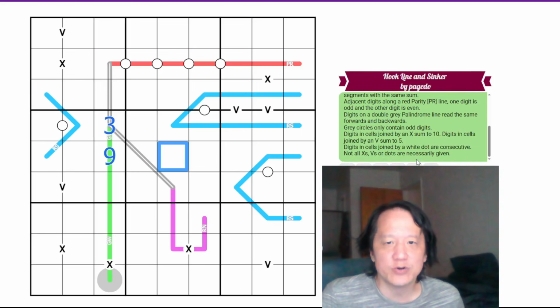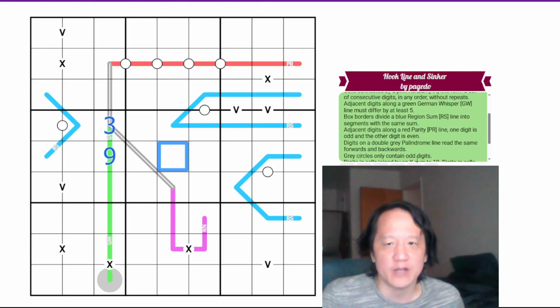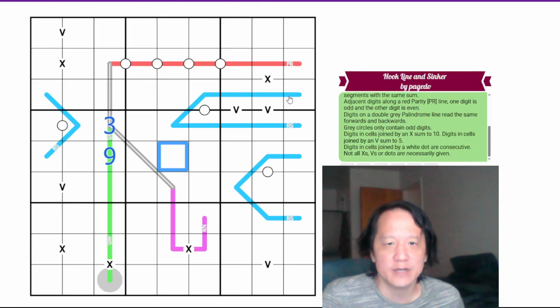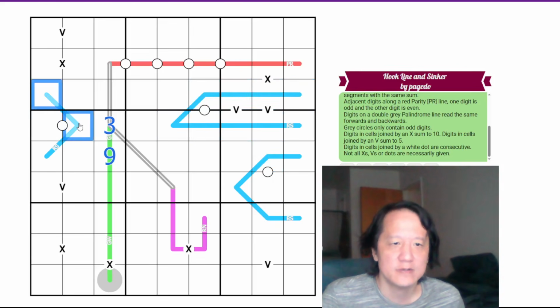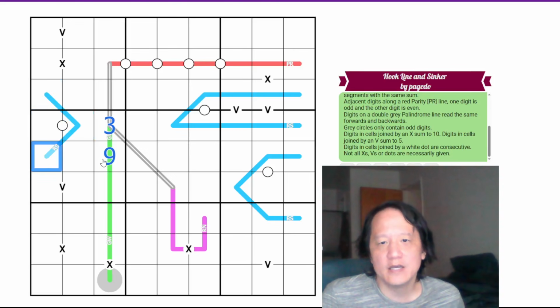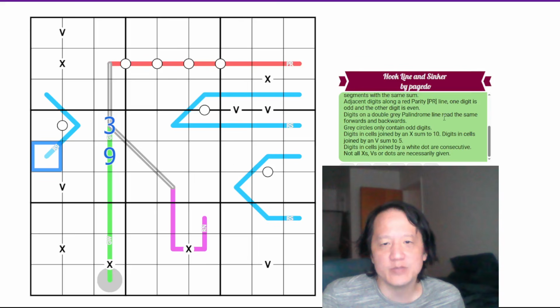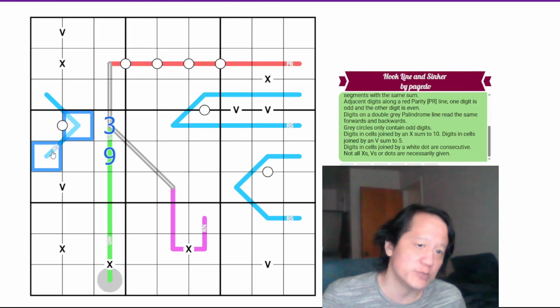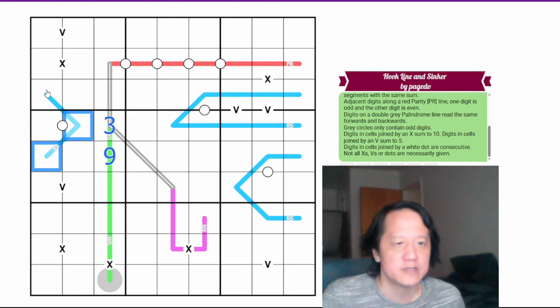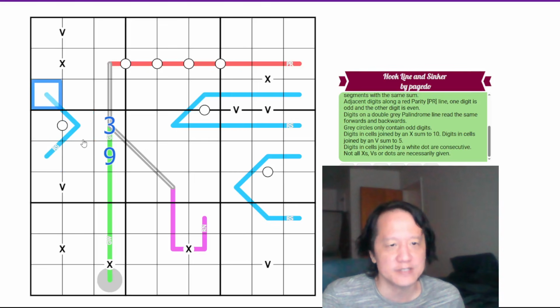Box borders divide a blue region sum line into segments with the same sum, and those are all the fishes with these eyes here. So what does it mean for box borders to divide? Box borders divide the line into segments. So this is a segment and this is a segment with the same sum, which means these two digits must sum up to the same sum as this segment.